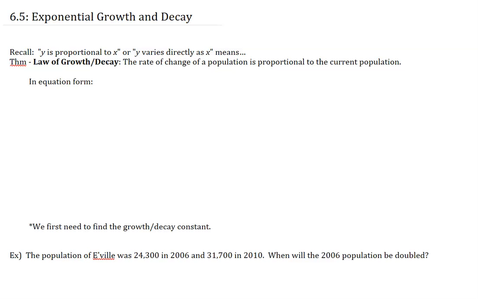All right, so just as a reminder, if something says that y is proportional to x or y varies directly as x, that means that we have a relationship y equals kx, okay, where y and x are varying directly, and this is your variation constant.